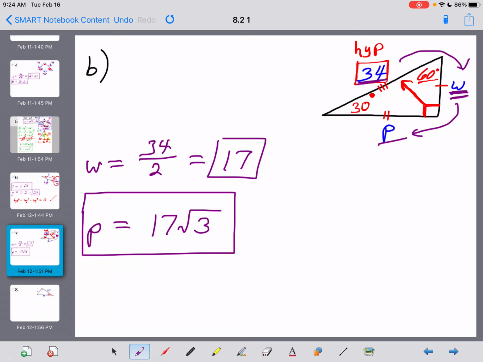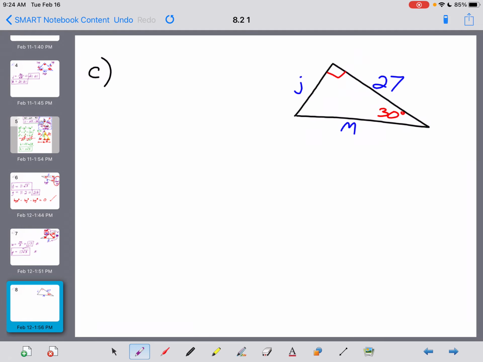So that really wasn't very much work. If they give you the hypotenuse, you divide by 2 to come up with your short leg, and then you take your short leg and multiply it by the square root of 3 to get your long leg. Done and done. And the last example I have to do with you guys is this one right here.